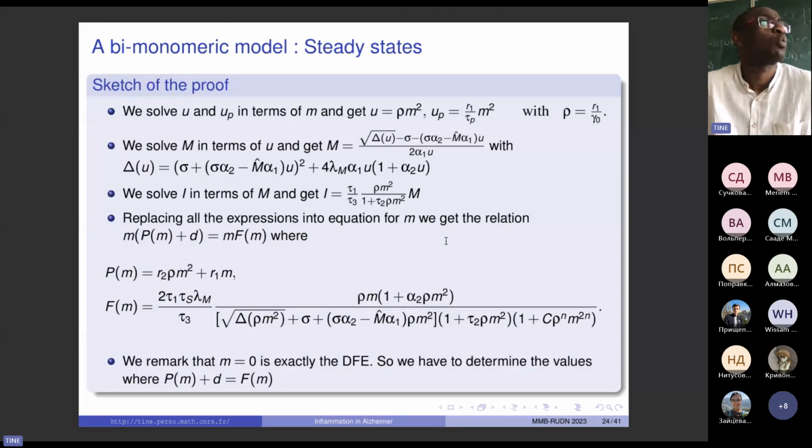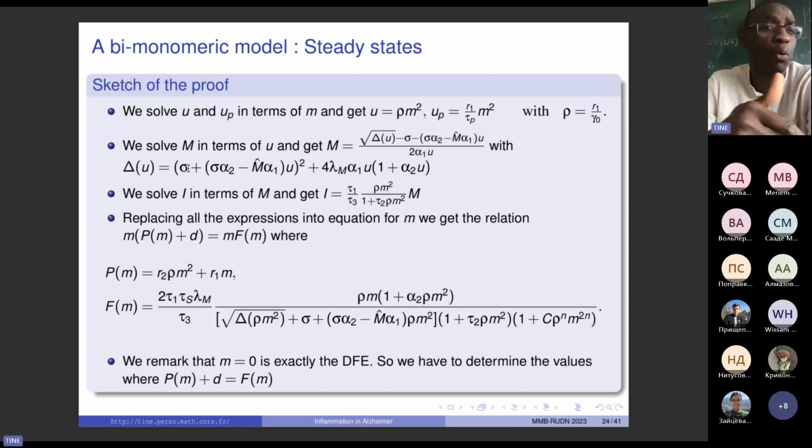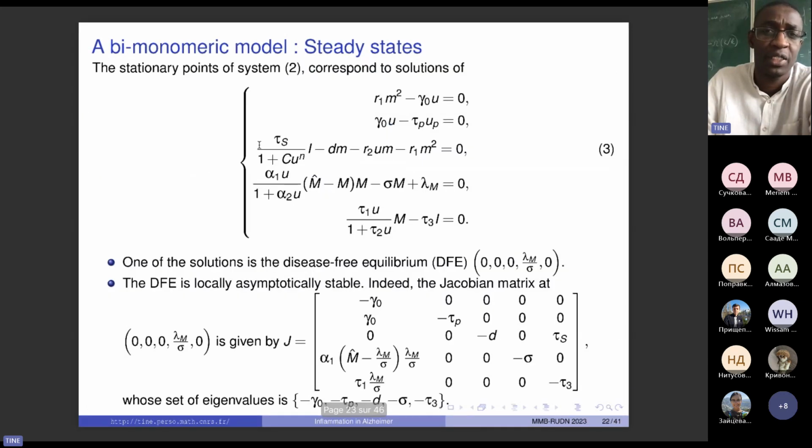Of course, to prove this is more or less easy. It depends on how you act. Here, I just give the sketch of the proof. The first thing is we solve for U and UP, because we have this system.